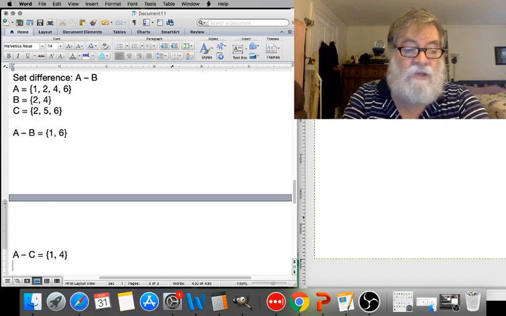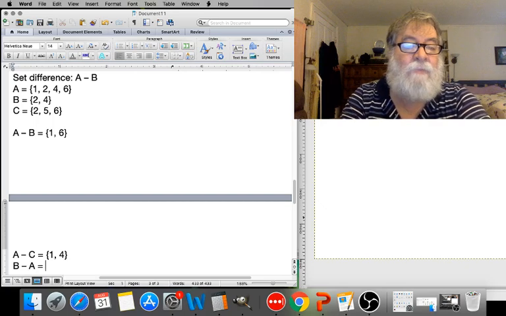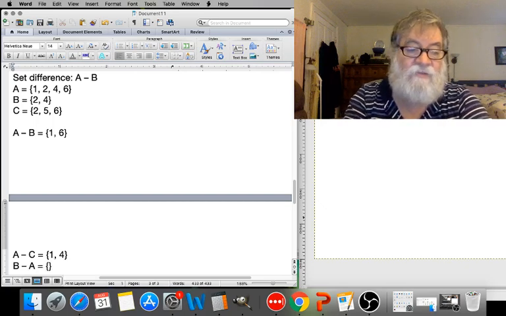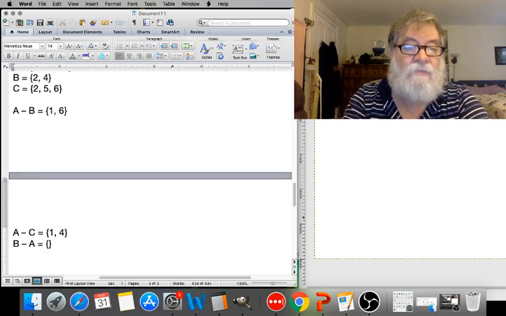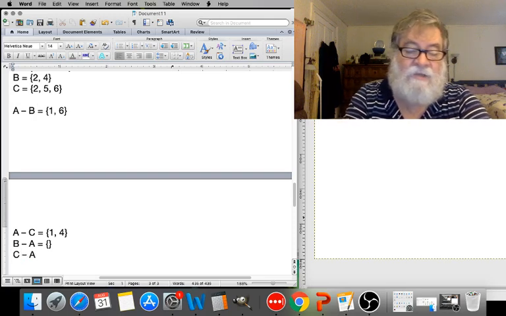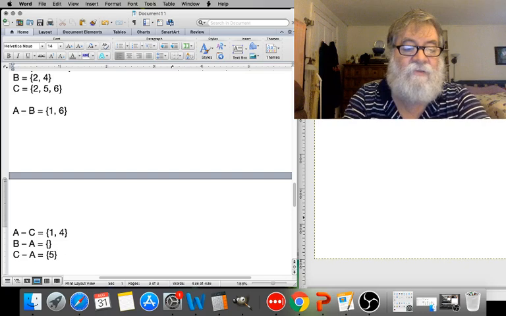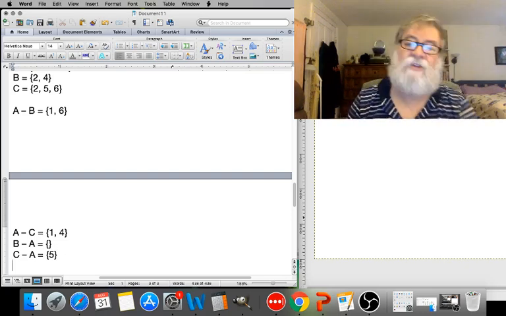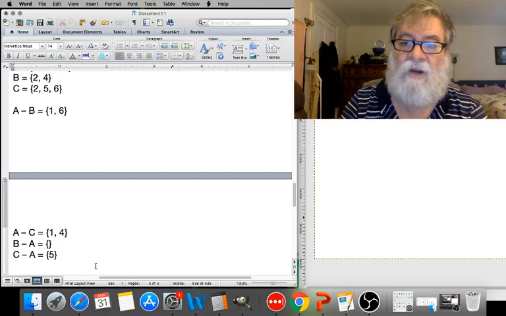Notice that this is not commutative. B minus A means you take everything in B and then pull out everything in it that was in A, which leaves you the empty set in this case. And C minus A, in this case, would be just the 5. So you don't necessarily have to do set differences a lot, but that's what they are.